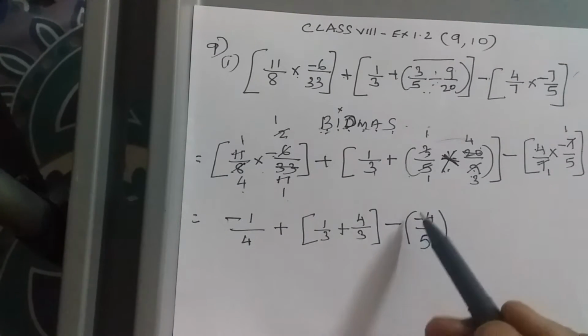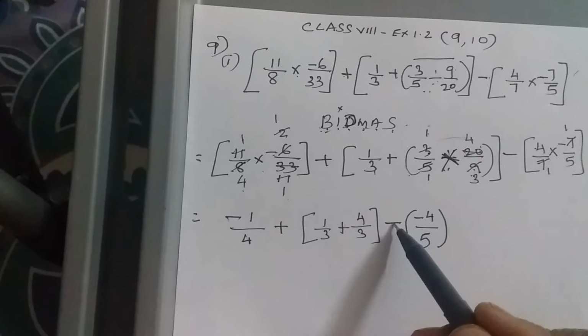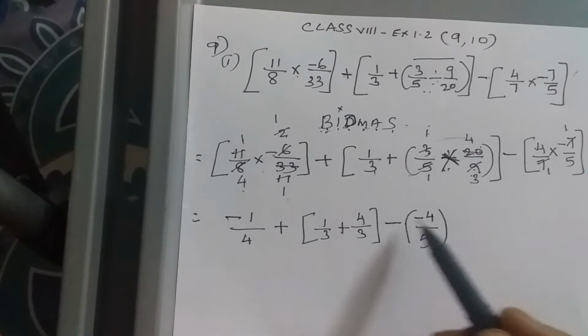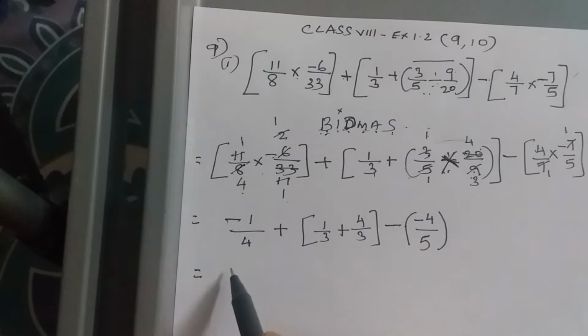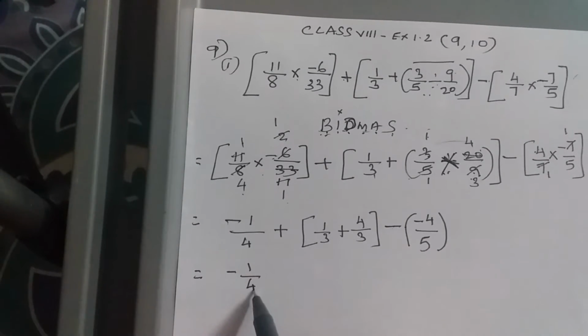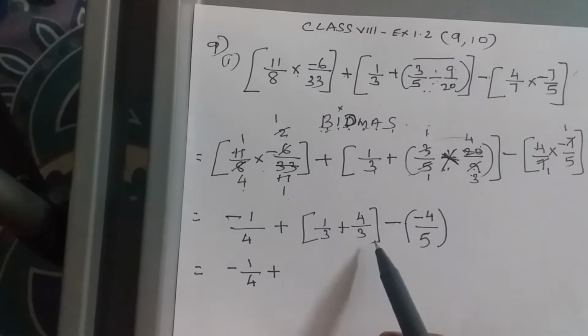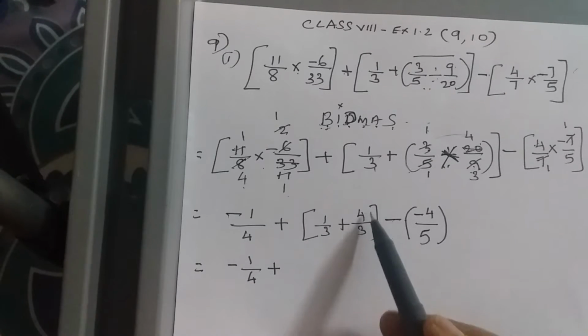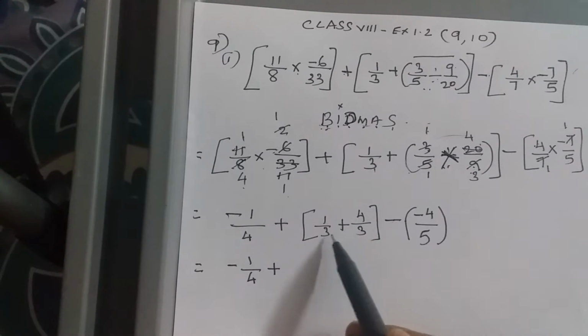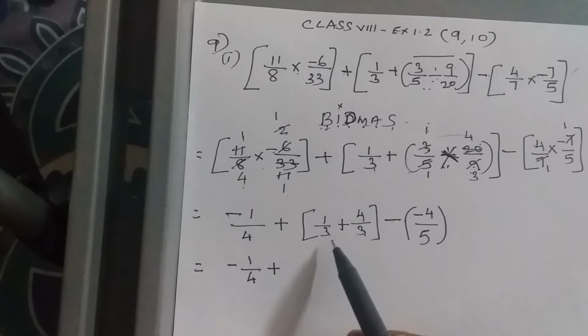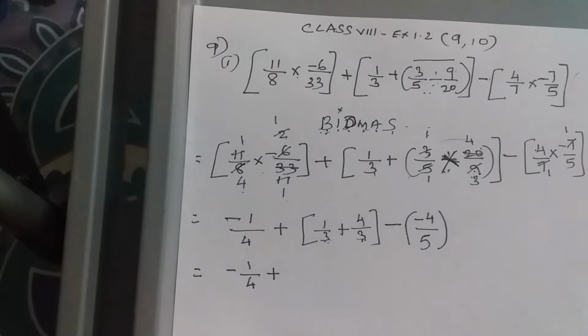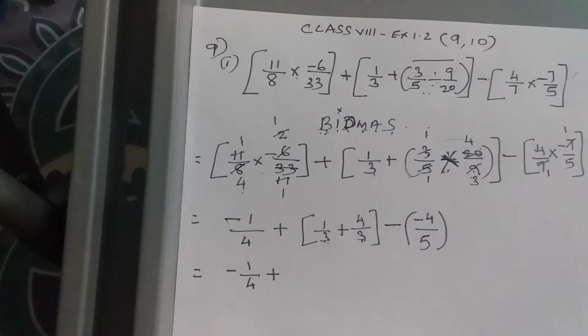How to remove it? Bracket means into. We have to multiply minus into minus. Multiply the two signs so that the bracket can be removed. Now here first one is minus 1 by 4 plus, and what is this within the bracket? 1 by 3 plus 4 by 3. It is so simple because the denominators are same. For adding and subtracting, we should have a common denominator. Already we have a common denominator. So what this is reduced here, one step is reduced.